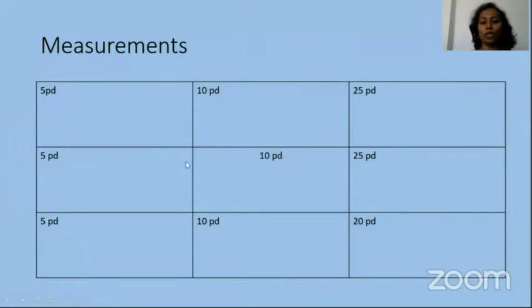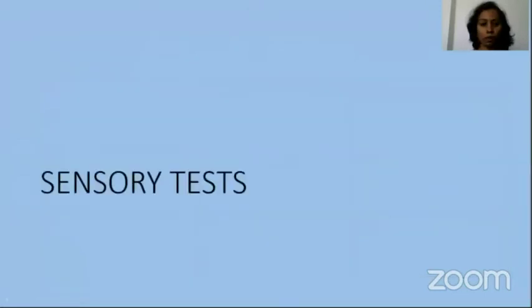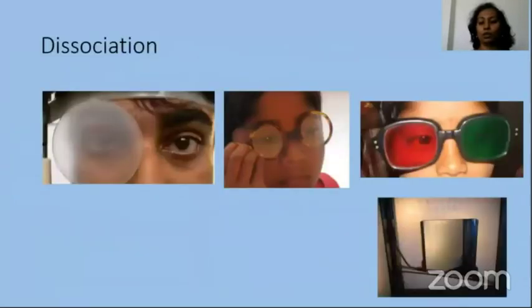So this incompetency is the hallmark of incompetent squint. The deviation is not constant in all these 9 gaze positions. It will be lower in one gaze and higher in another gaze. So all that has to be documented. Moving on to the sensory test, here we have to use some sort of dissociation.